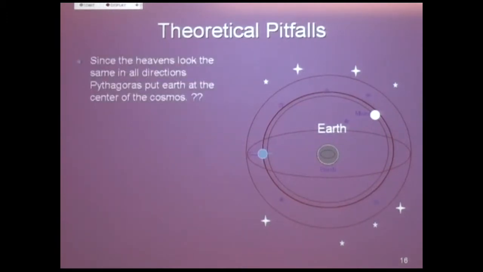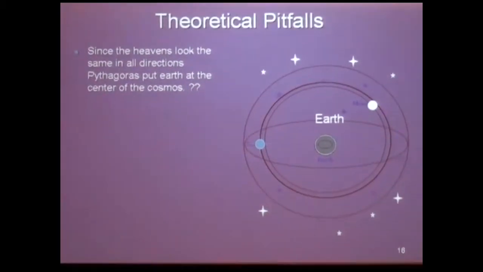Now he went then much further. He said, if the heavens look the same in all directions, the earth must be at the center of the heavens. Symmetry, right? We look all around, everything's the same, we are in the middle. So is that right or is that wrong? We all know, of course, it's wrong. But if I ask you, or if you can debate this among yourselves, how do you really know that the earth is not the center?